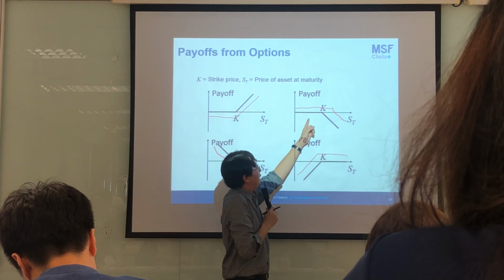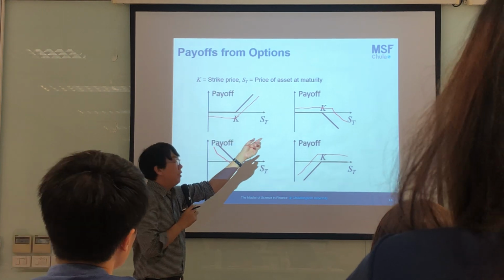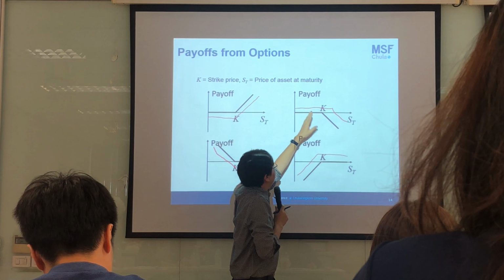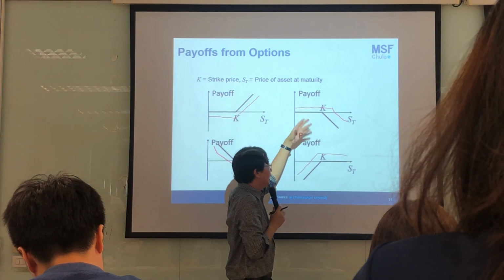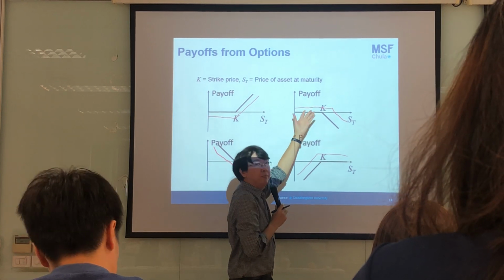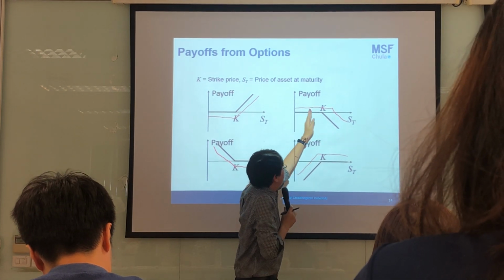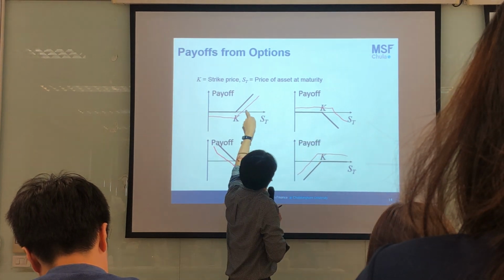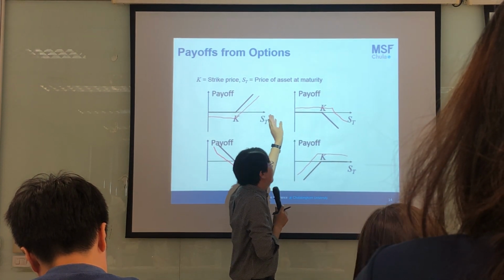And this one is the call option writer. You get the premium. If the stock price does not increase, the call option holder will not exercise, and you keep the premium. However, if the stock price increases, you get a loss because the holder exercises.